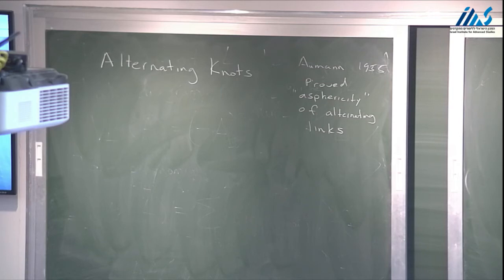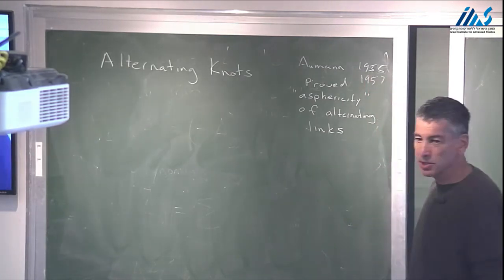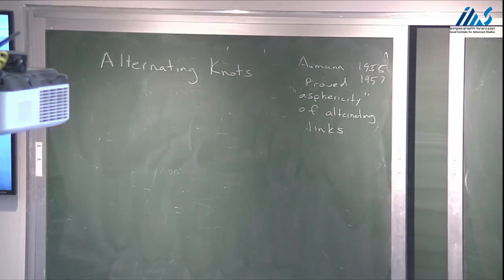That was a big conjecture. It was finally proven in maybe 1957 or something, just after he wrote his thesis. Somebody proved it for all knots, and he had proved a special case of alternating knots.